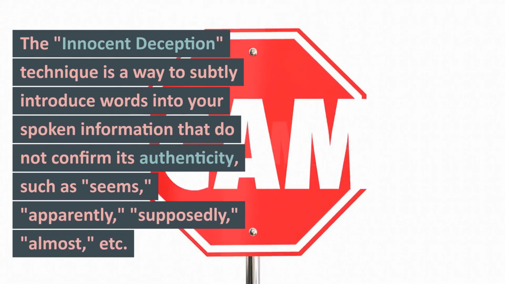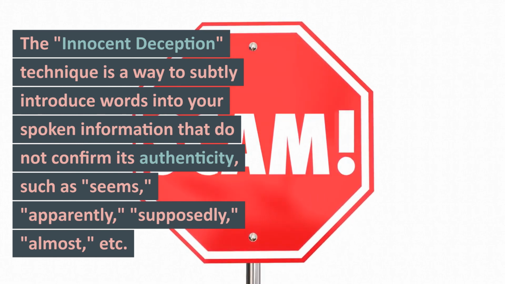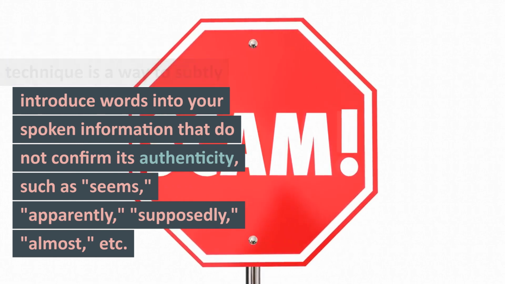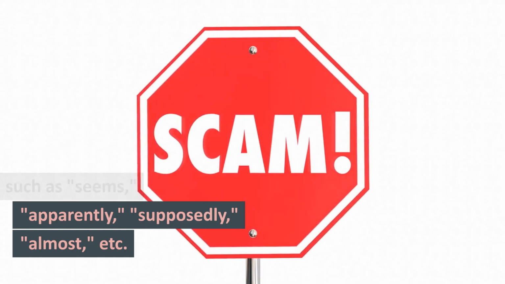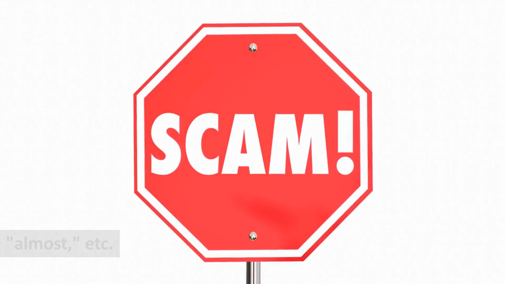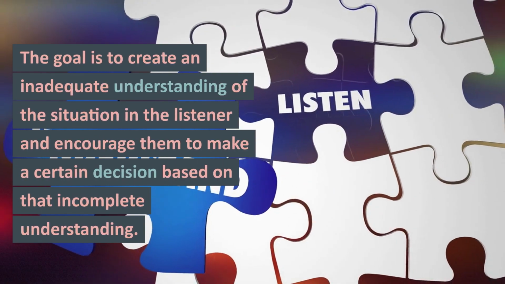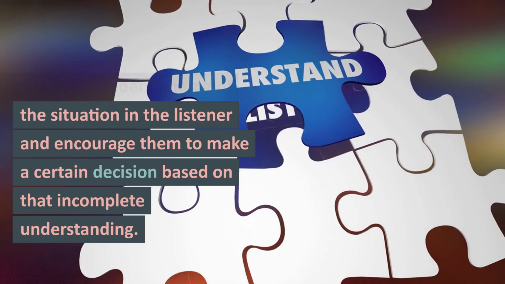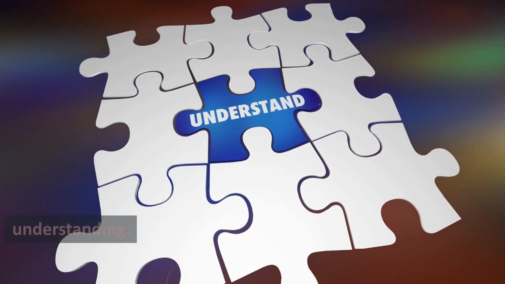The innocent deception technique is a way to subtly introduce words into your spoken information that do not confirm its authenticity, such as seems, apparently, supposedly, almost, etc. The goal is to create an inadequate understanding of the situation in the listener and encourage them to make a certain decision based on that incomplete understanding.